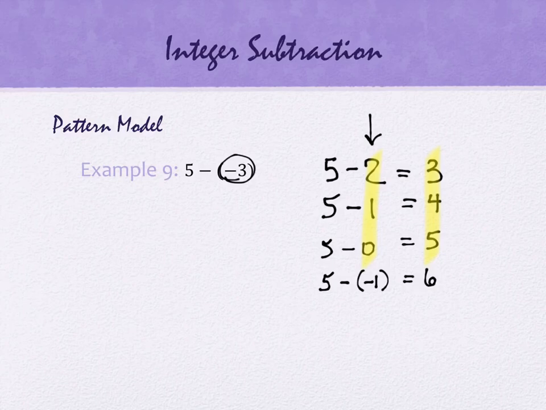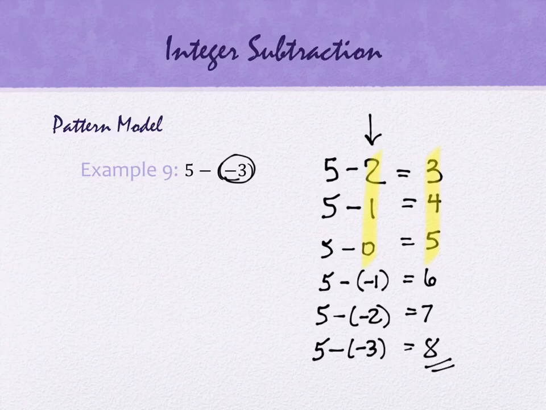So again, justification for why the opposite of a negative ends up adding the values together. And then the one we're looking for, I think two more, sorry. 5 minus negative 2, and it goes up 1 to 7. 5 minus negative 3 gives me the 8 we keep getting. Any questions?